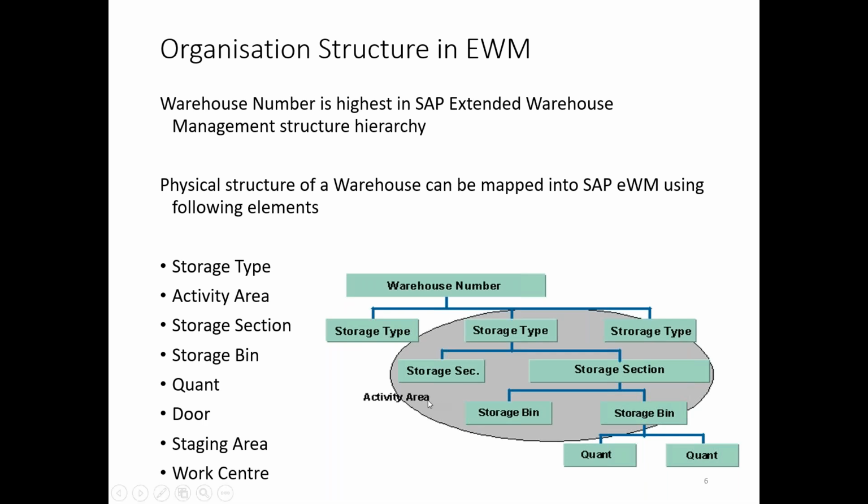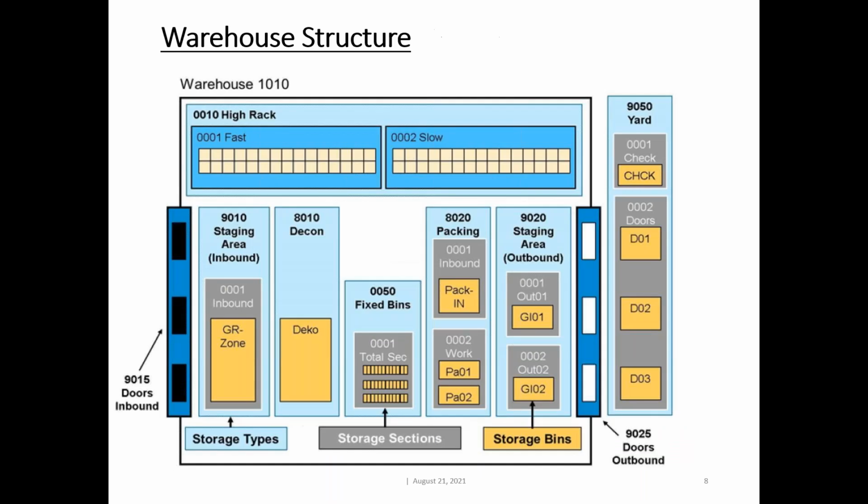Okay, and this activity area was not there in the WM application, and that is a brand new concept in EWM, where your storage bins are grouped together in activities based on whatever activities you are going to perform in the warehouse. So this is my warehouse structure.